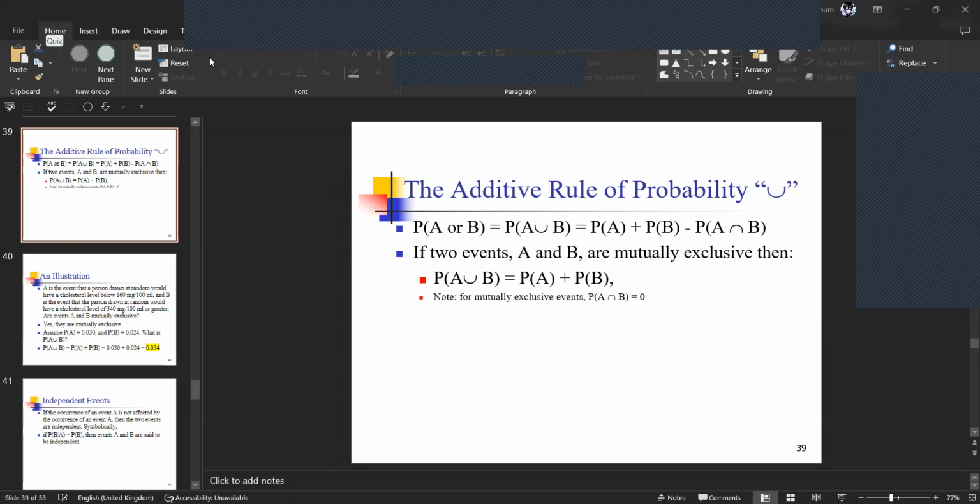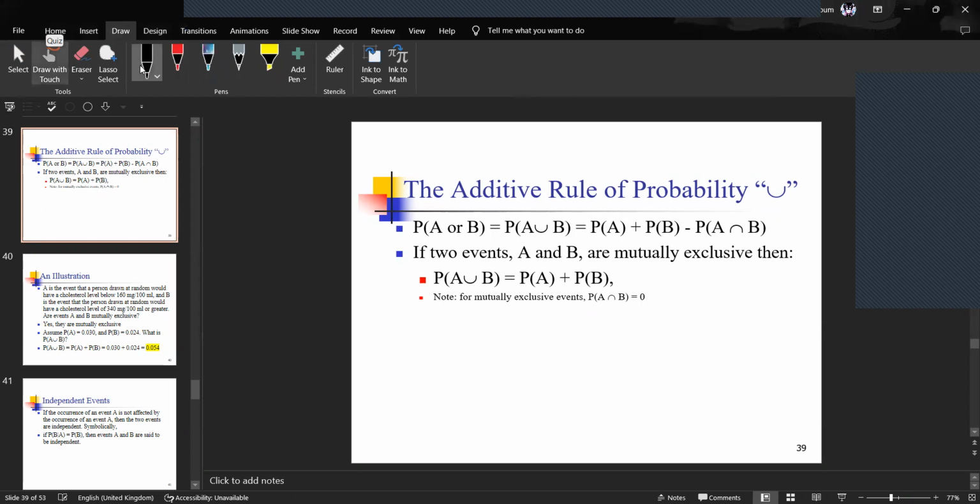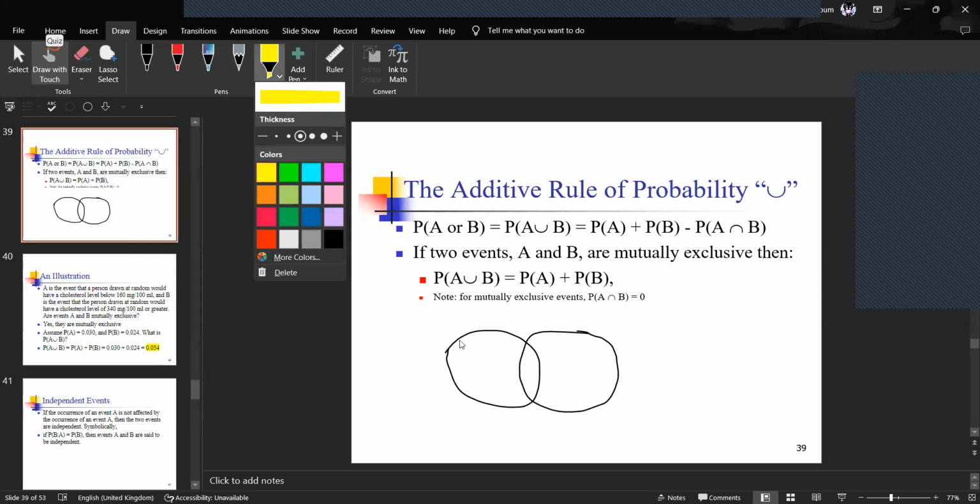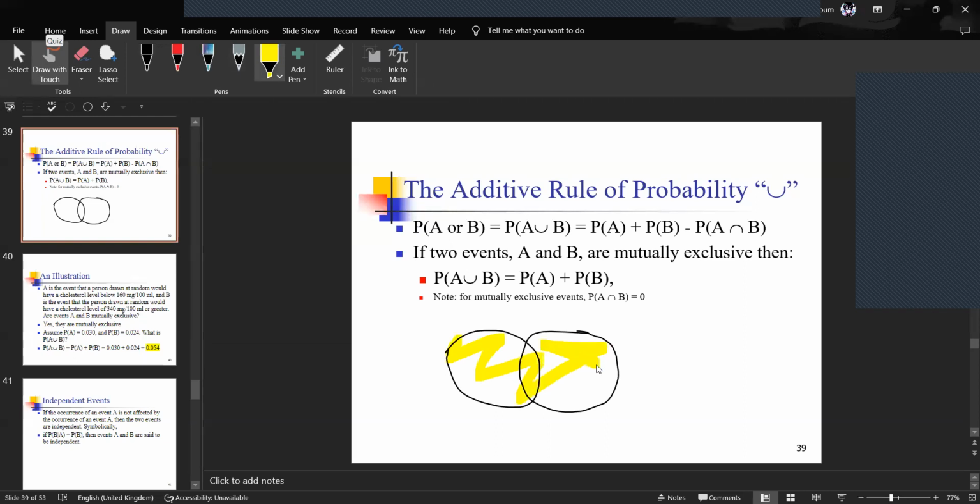Okay, so we have the additive rule of probability. What this means is that if we draw a Venn diagram, a not very nice Venn diagram, the probability of the union, which I'll highlight in yellow, is everything in this sample that is A or B. So the probability of the union is equal to the probability of A plus the probability of B minus the intersection.